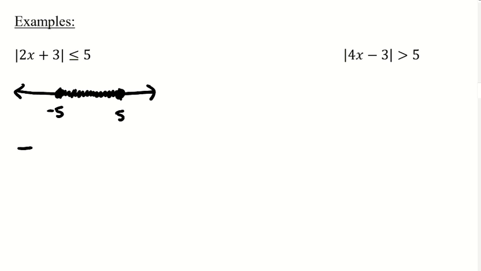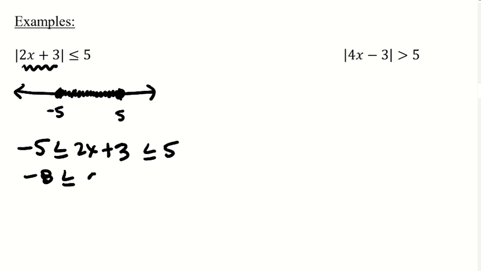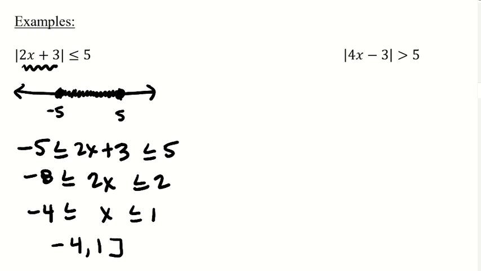Okay, so we set up inequalities. -5 is less than or equal to this thing, which is less than or equal to 5. Okay, so we put in that thing. I'm going to start by subtracting 3 from all three sides of this inequality. That's -8, less than or equal to 2x, less than or equal to 5 minus 3 is 2. Then I'm going to divide all three sides by 2. So I'll have -4 is less than or equal to x, which is less than or equal to 1. And if I needed to write that as an interval, I would write -4 to 1.